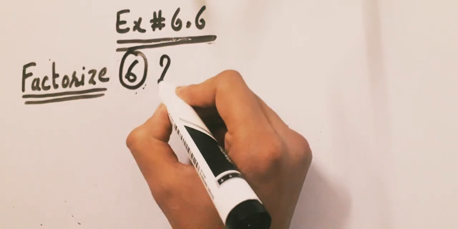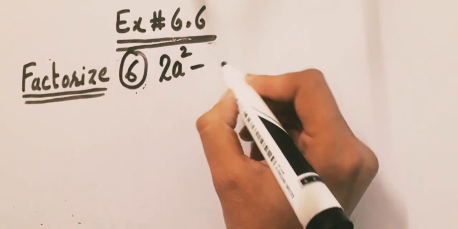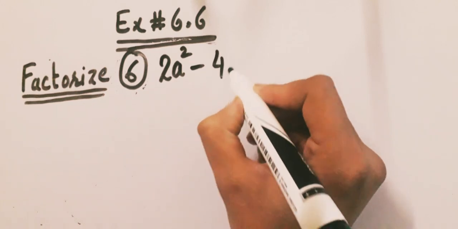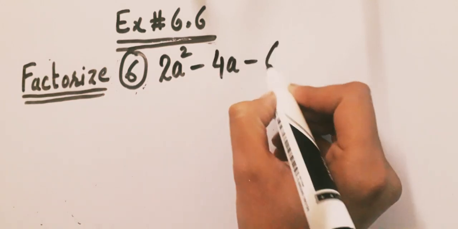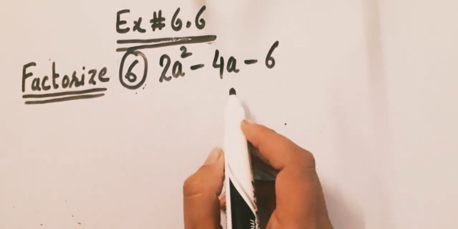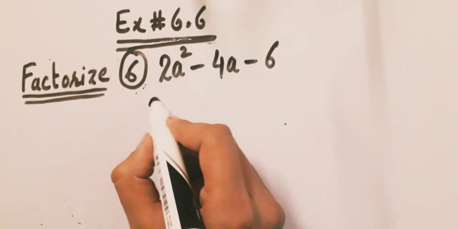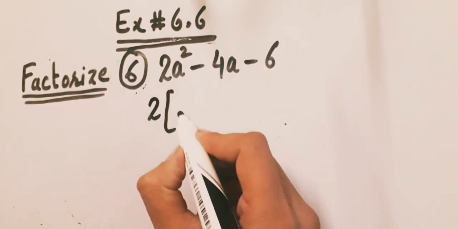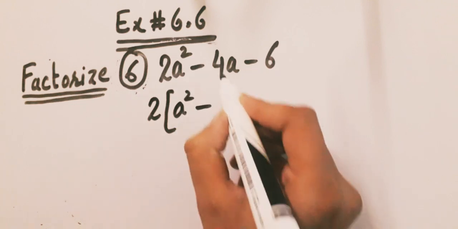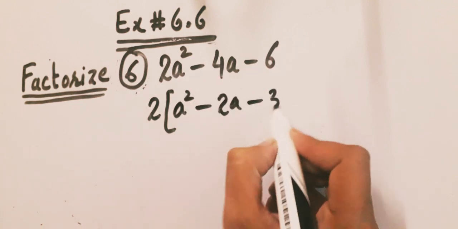2a square minus 4a minus 6. First of all, you will make this as simple. Take 2 as common, remaining is a square minus 2a minus 3.